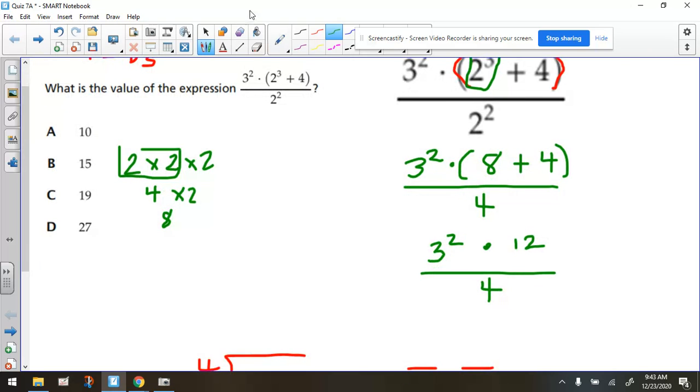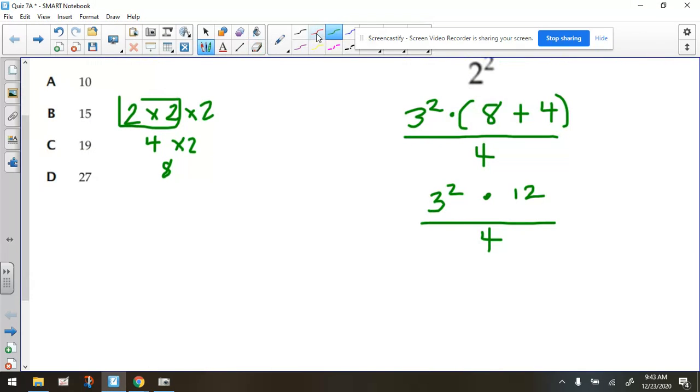All right, so next we have to think about, what does 3 squared mean? 3 squared does not mean 6. It means 3 is a factor twice. So that would be 9. This times this is 9. 9 times 12, and divide that by 4.